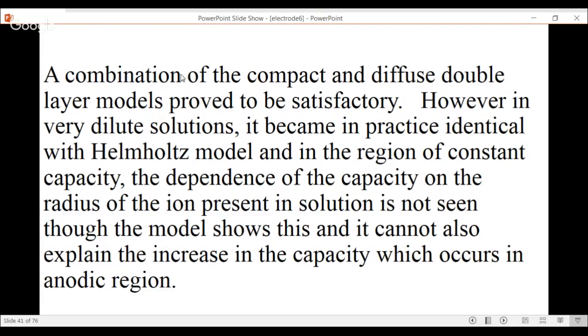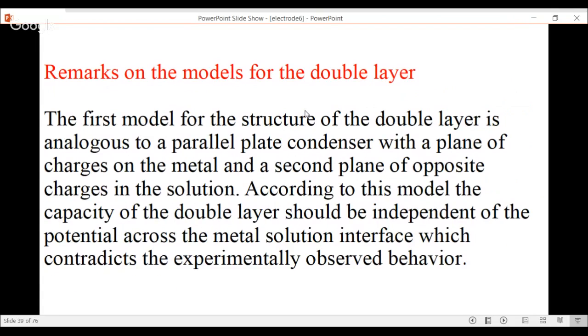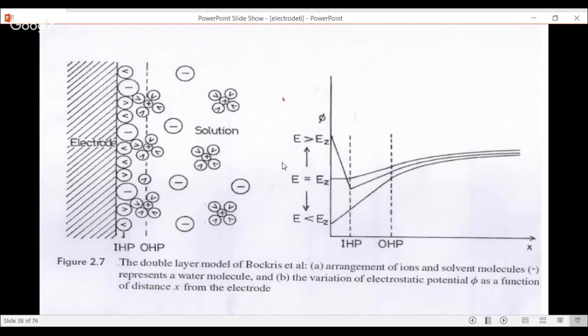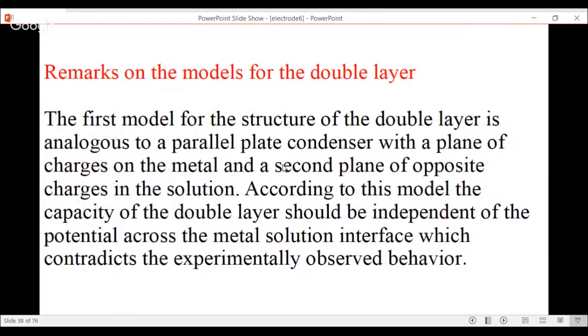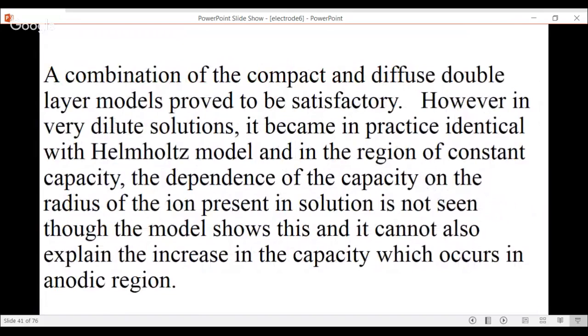A combination of the compact and diffuse double layer model proved to be satisfactory. This is what we said. This is the model. Okay. However, in very dilute solutions, it became in practice identical with the Helmholtz model, and in the region of constant capacity, the dependence of the capacity on the radius of the ion present in solution is not seen, though the model shows this, and it cannot also explain the increase in the capacity which occurs in the anodic region. Okay, so these are all the drawbacks of these models.